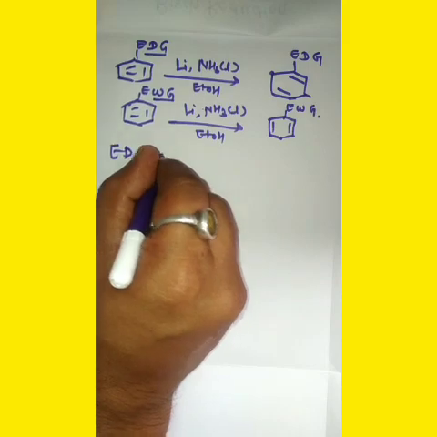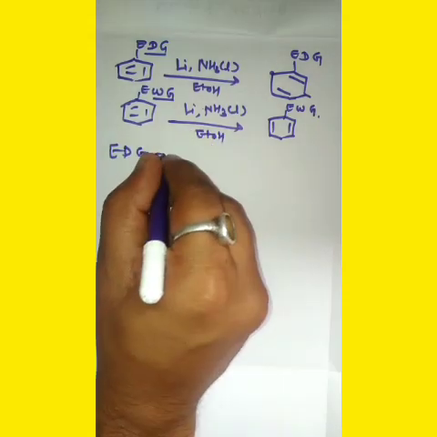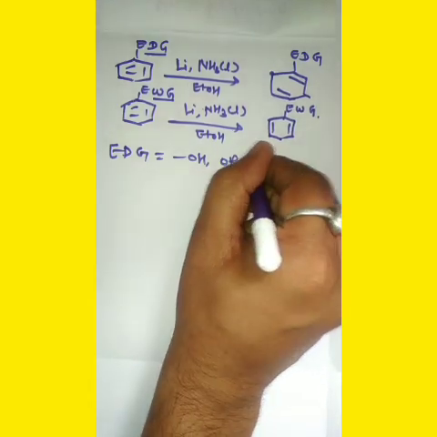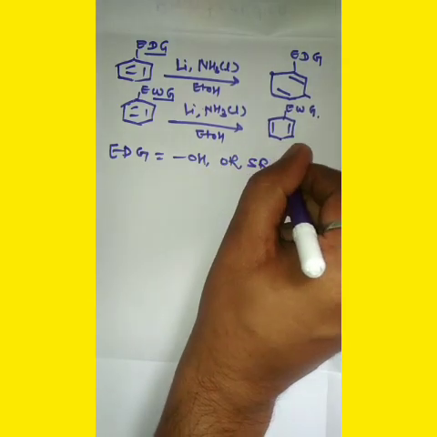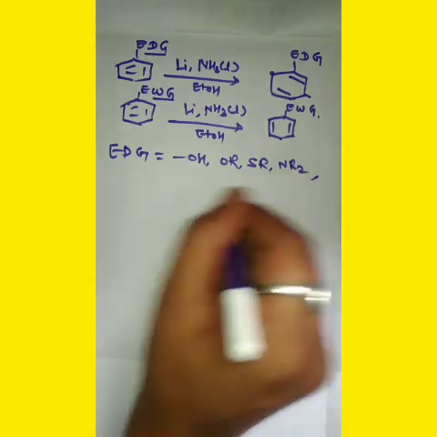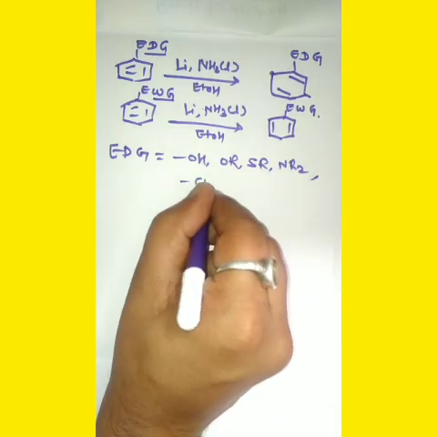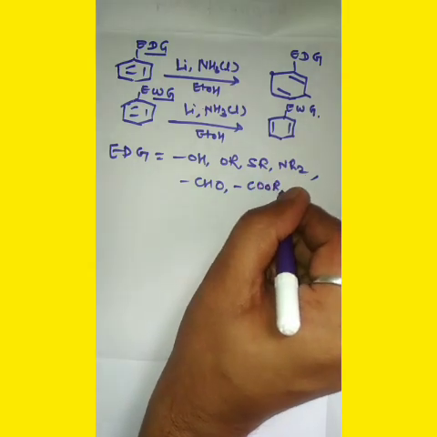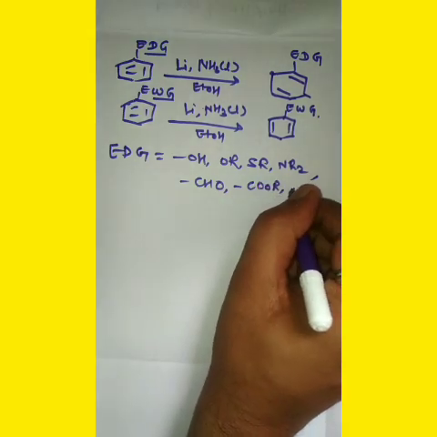Electron donating groups are like OH group, OR, SR, NR2, aldehyde, ester, etc.